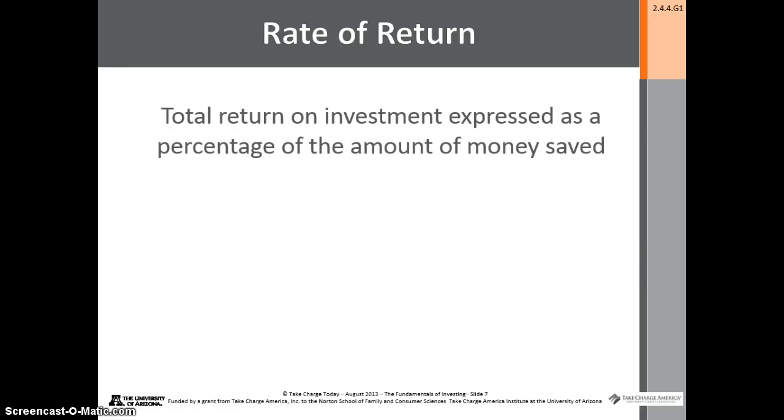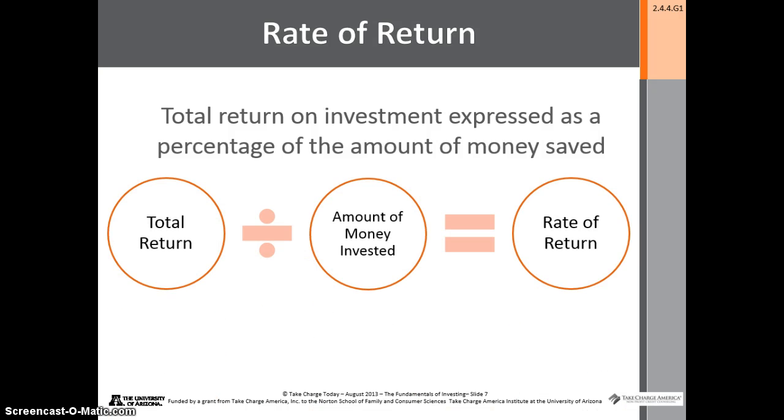Rate of return. This is your total return on investment expressed as a percentage of the amount of money saved. So in other words, what percentage of money have we saved? Here is the formula for that. You take your total return amount, in other words, your total profit, divide by the amount of money invested, your original amount that you put in, and that equals your rate of return.